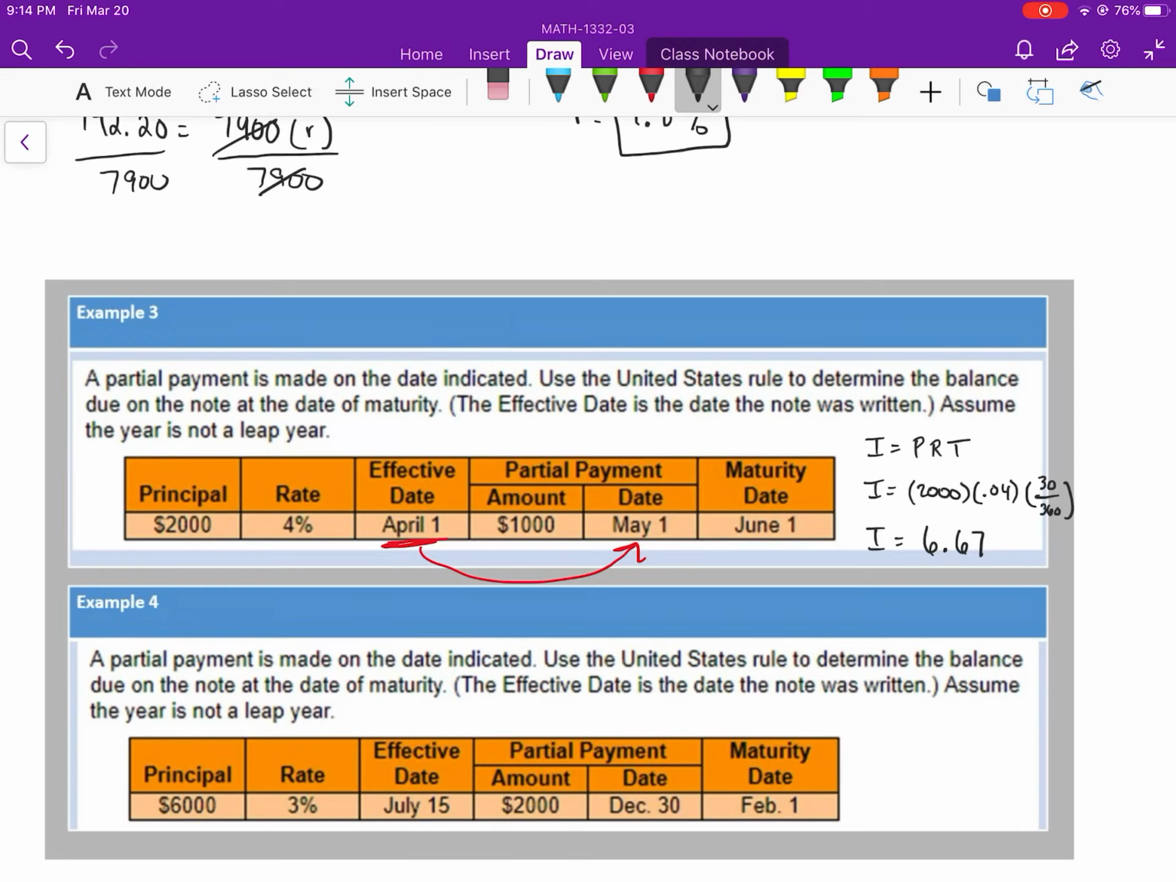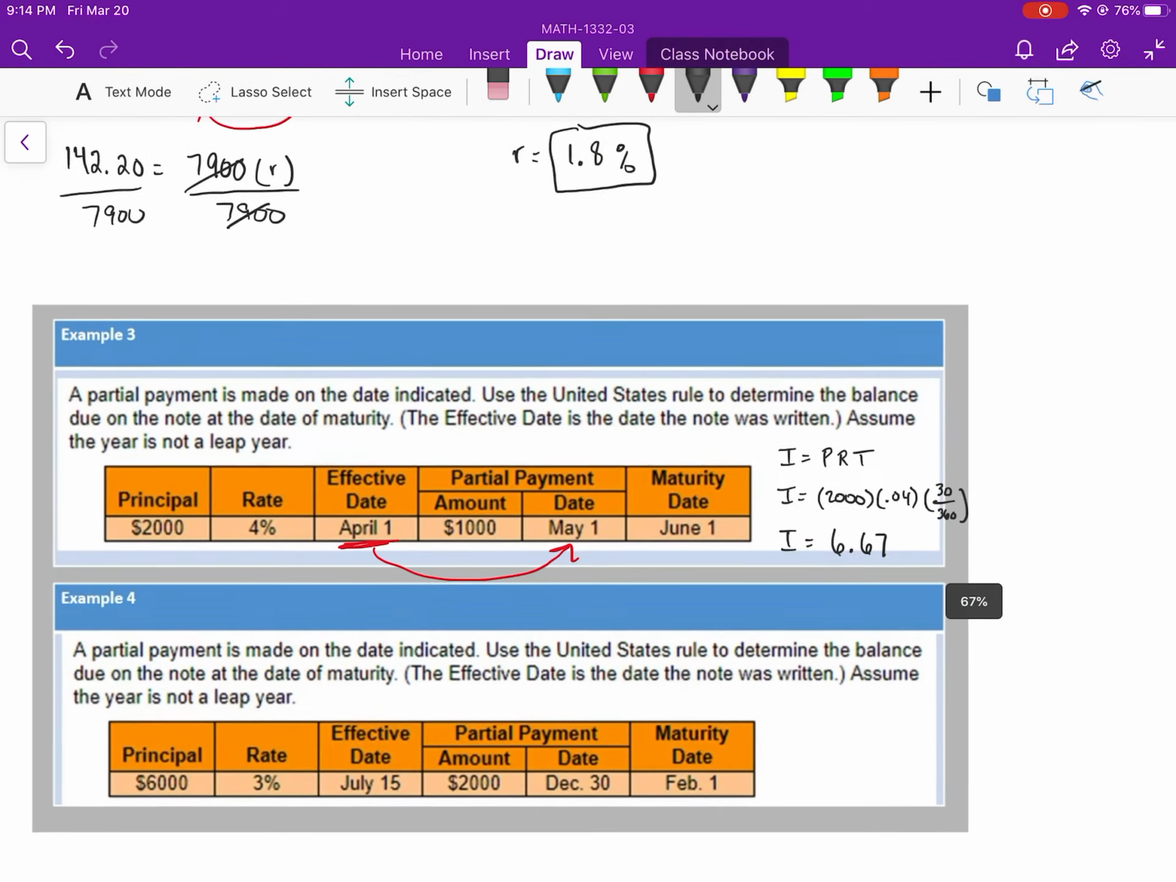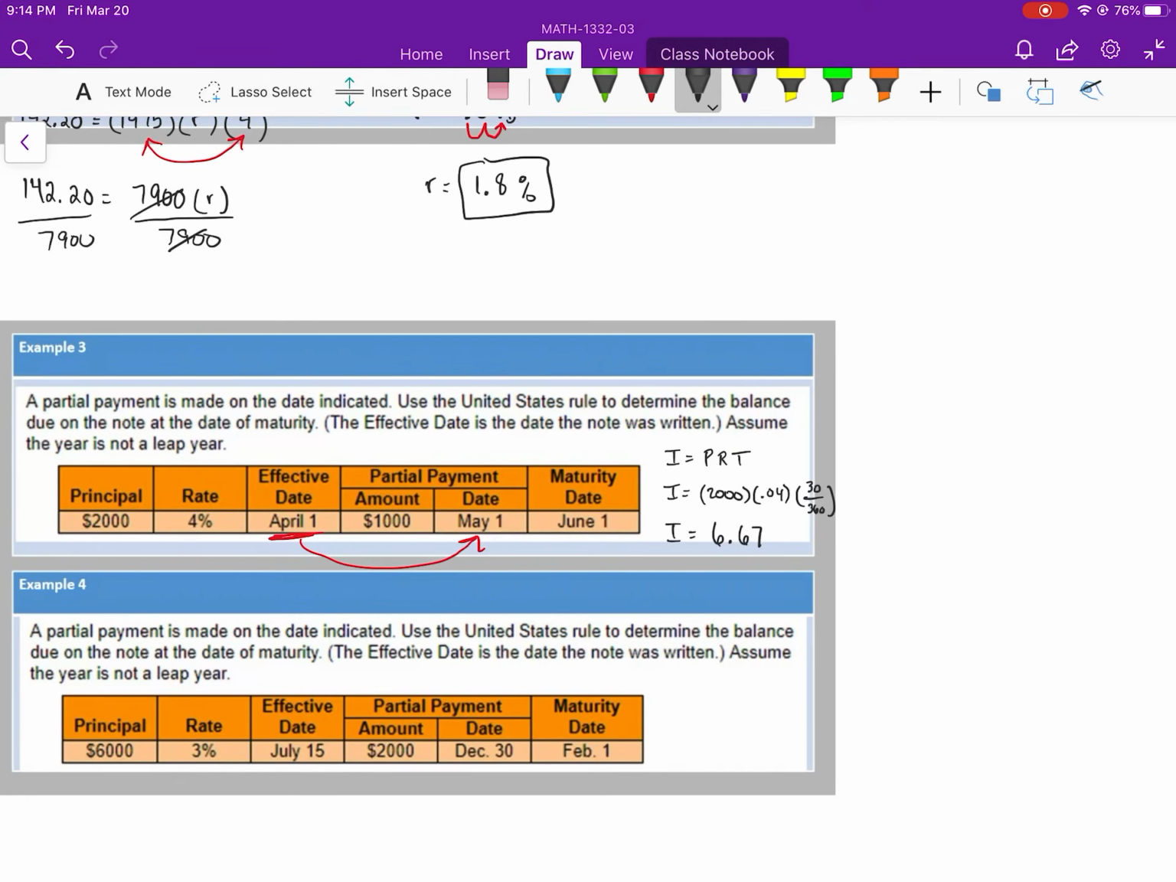$6.67, okay? So that's the amount of interest that was placed within this account between April 1st and May 1st, before the payment was made. Let me zoom out just a hair there, give us some room.